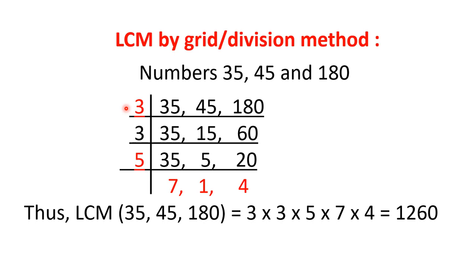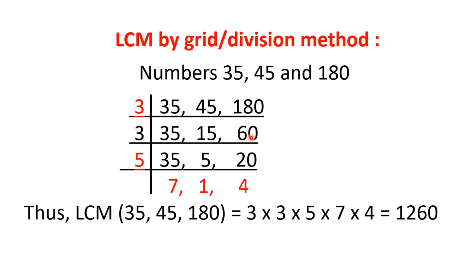There is no harm if you start dividing only one divisible number, but it will just be a wastage of time. Now I see that 2 divides only 180, but it does not divide 35 and 45. So I try 3, and I see that 3 divides 45 as well as 180. So I start with 3. 35 remains like this because 3 does not divide 35. So 45 divided by 3 is 15. 180 divided by 3 is 60.